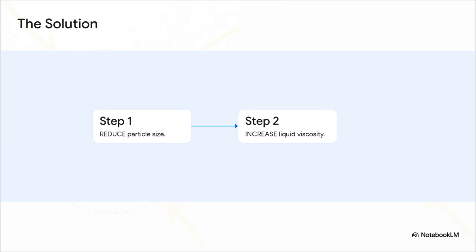It's this brilliant 2-step solution. First, they use rule number 1. They make the drug particles incredibly tiny so they settle much slower. Then, they bring in rule number 2. They make the liquid thicker. They increase its viscosity to slow that settling process down even more.